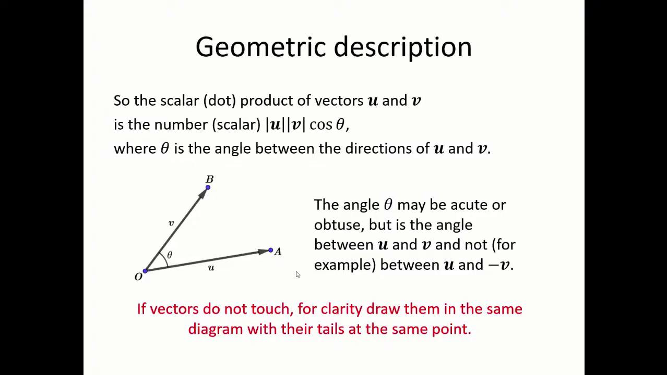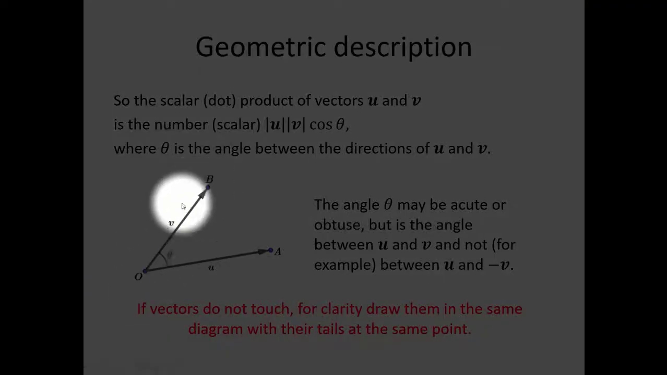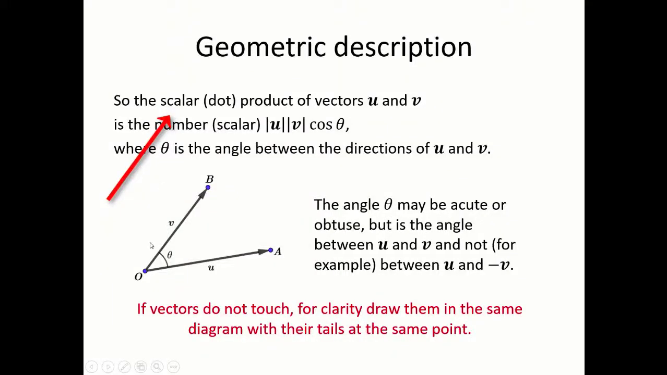If the vectors don't touch, so suppose b or v in this case was sitting perhaps over here, then we can move them next to each other just so we can get an idea of what we mean by the angle between them. So draw them in the same diagram with their tails at the same point.